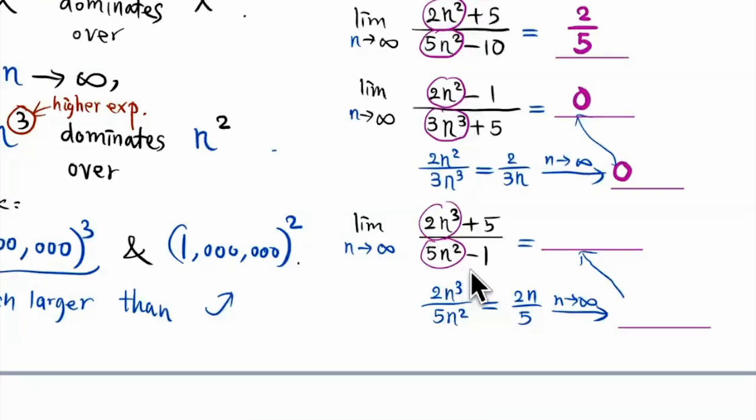Infinity. Yeah, okay. Yeah, because this reduces to 2n over 5, but n goes to infinity, so that's infinity. Yeah, you just need to do one more step. Remember, n goes to infinity. Okay, good job.